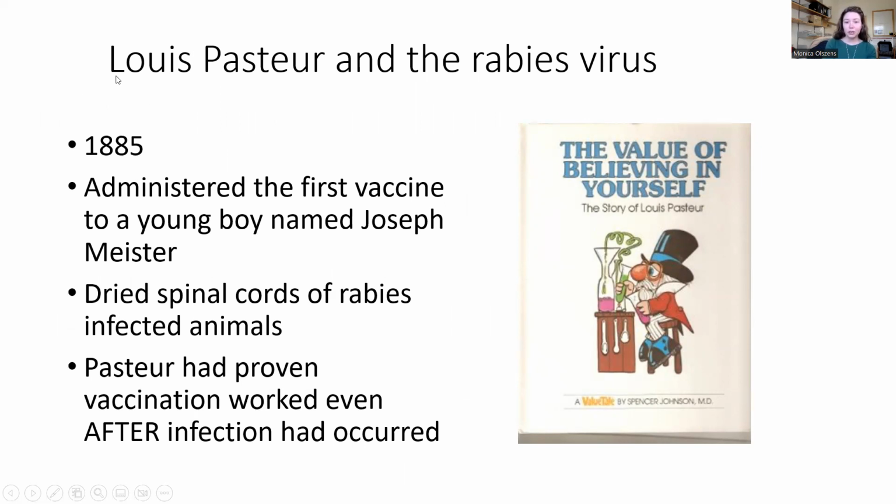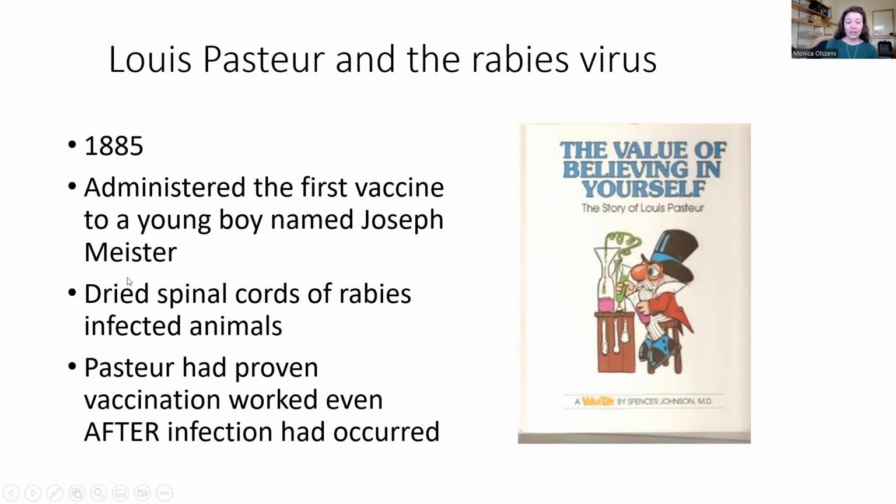So Louis Pasteur actually invented the rabies virus vaccine about 100 years later, 1885. He administered the first vaccine for rabies virus to a young boy named Joseph. I'm not sure if it's Meister or Meester. And it's in this book. I have this book in my office. It is The Value of Believing in Yourself. I've had it since I was little.